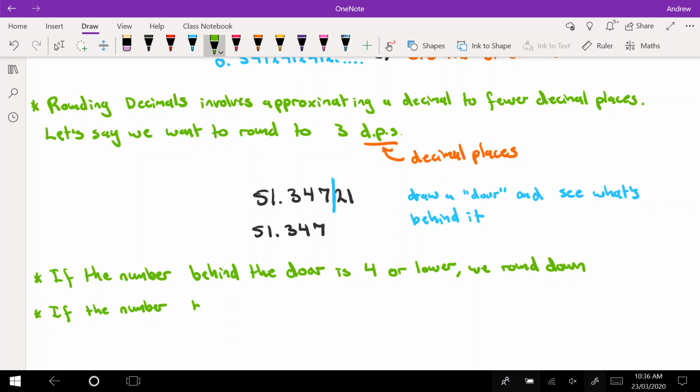If the number behind the door is 5 or above, we round up.